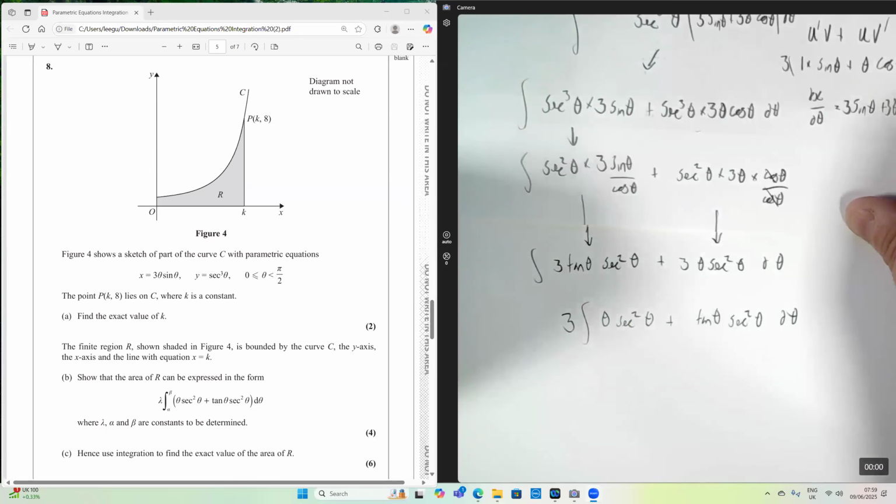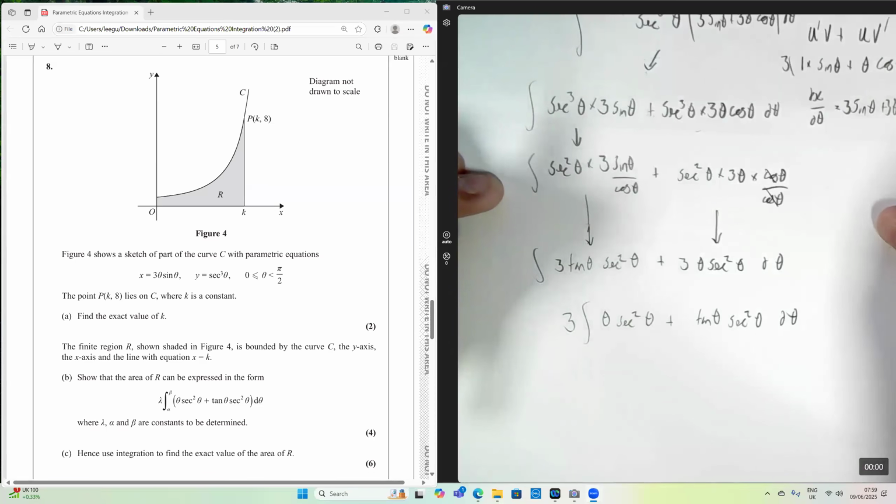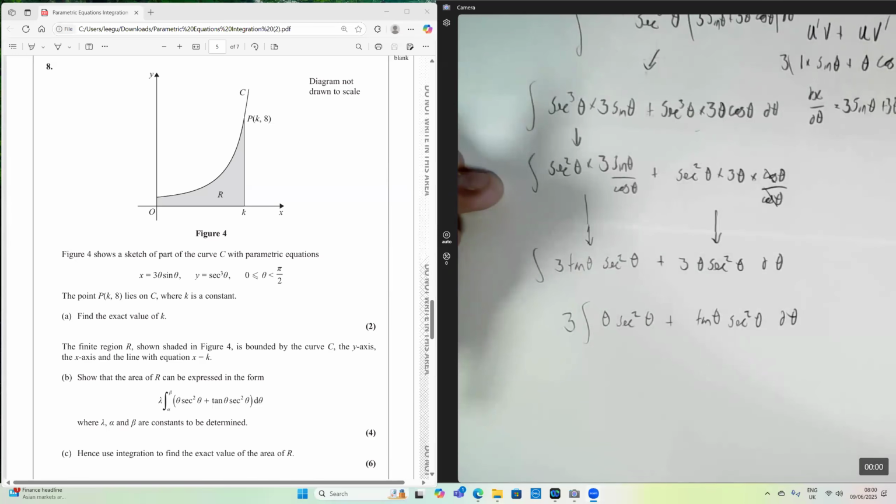Let's think about this now. Actually, we've got to change our limits here, because you'll notice that the k value that we found is an x value, but we're integrating with respect to theta. So we've got to change our limits to reflect the fact that we are integrating with respect to theta. Let's have a think about what we're going to change those into.